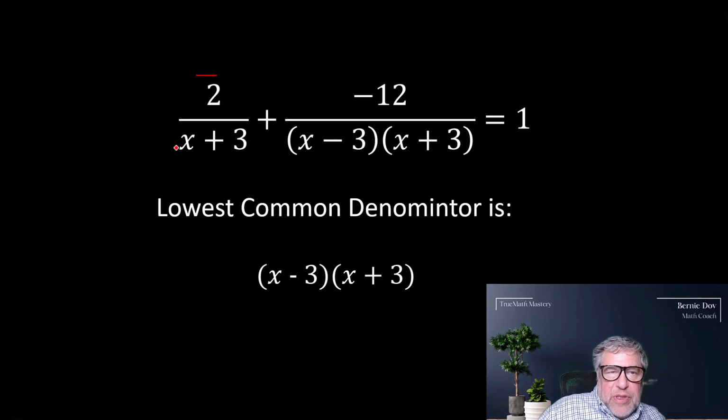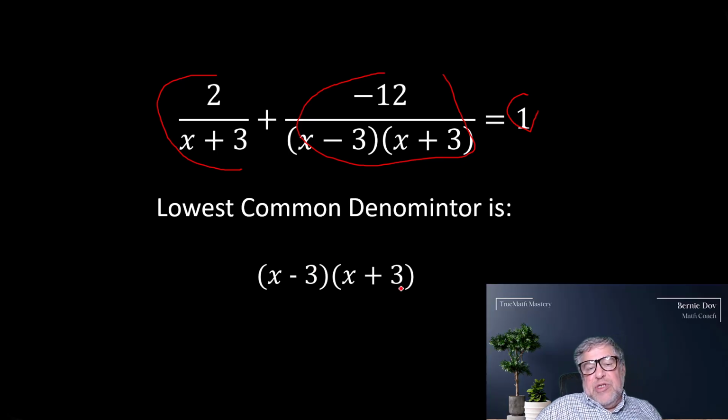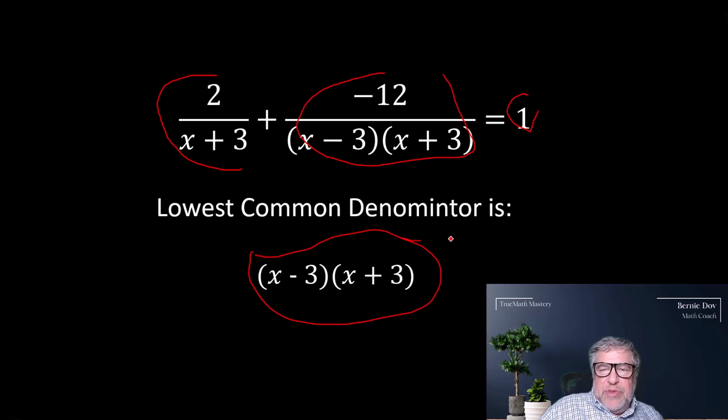There are 3 terms: this one, this big one, and the 1. The 1 is easy because 1 times x minus 3 times x plus 3 is simply x minus 3 times x plus 3. I'm not going to even bother showing you how to do this because that's simply multiplying by 1. But I'm going to do these 2 in separate slides. What's 2 over x plus 3 times this lowest common denominator?